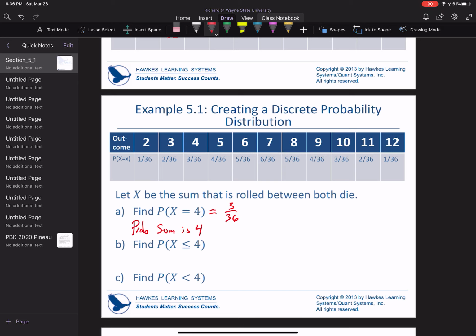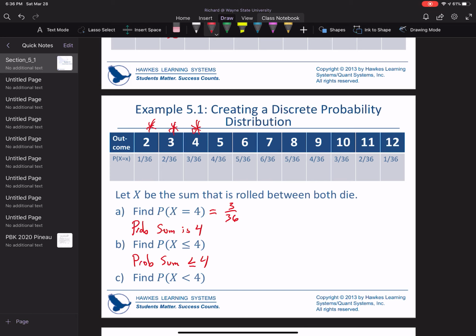Now take a look at letter B. This is the probability that x is less than or equal to 4. So this means we want the probability that the sum is less than or equal to 4. So when does that happen? Well, that happens when it's 4 or 3 or 2.